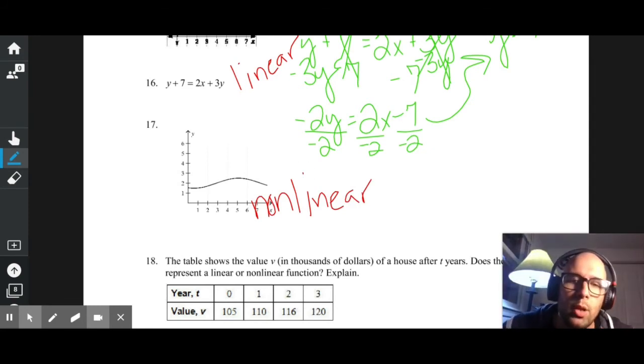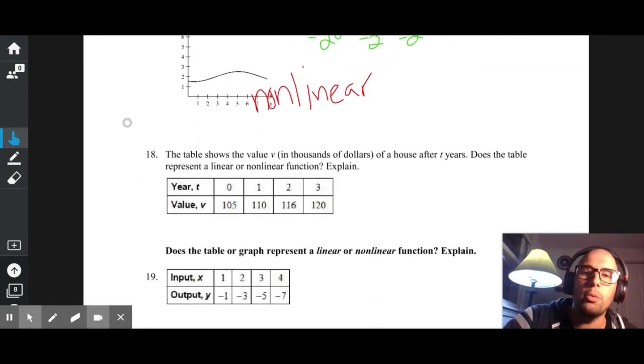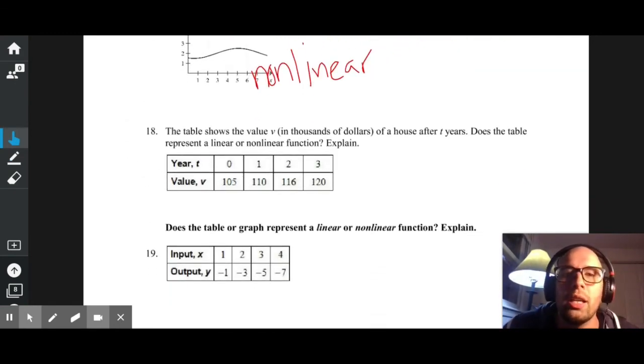All right. That was great. It was fun. Problem 18, though. The table shows the value V in thousands of dollars of a house after T years. Does the table represent linear or nonlinear functions? Explain. Things that are linear follow a pattern.